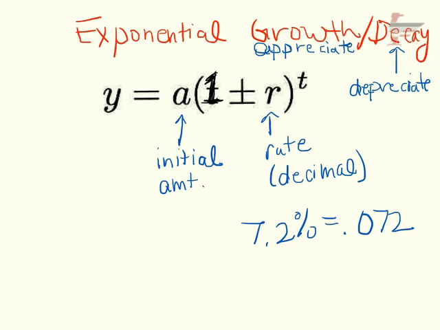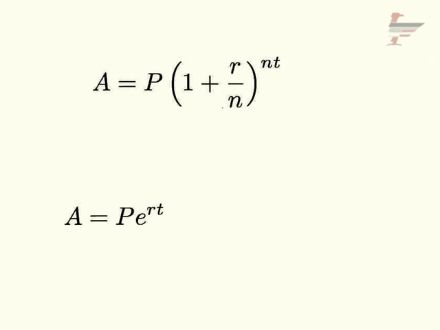So what you're going to have to decide is the plus or minus. Plus is obviously growth, and then decay is obviously minus. So if it's growing, you're going to add that rate, and if it's decaying, you're going to subtract that rate. So quite honestly, probably the easiest formula to utilize. Everything is fairly straightforward. And that's the first formula.